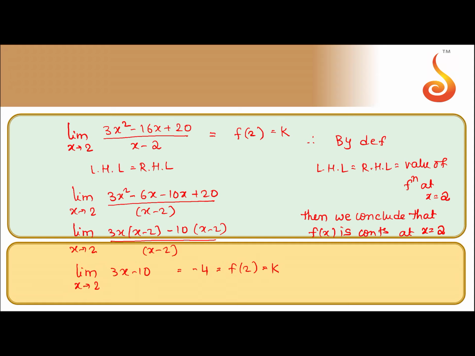In our case, x is not equal to 2, they gave the limit. So the left limit and right limit, we take the same function as they are given for x is not equal to 2. But f of 2, they gave you as k. So left hand limit is equal to right hand limit is equal to value of the function at x equal to 2, which is k. Therefore, k equal to minus 4, function becomes continuous at x is equal to 2.